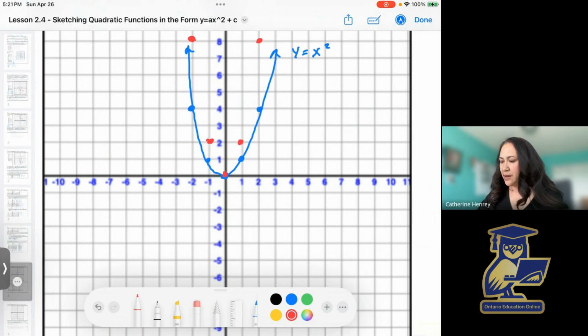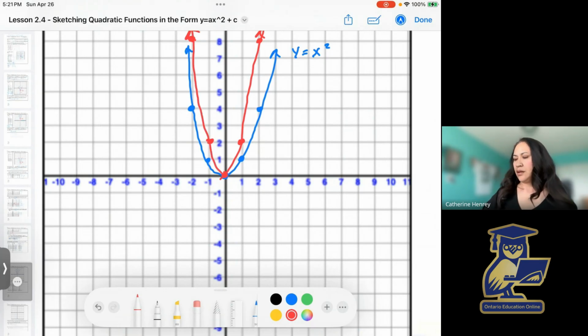So we multiplied by a factor of 2, which is greater than 1. That ends up with a vertical stretch. So we see that the parabola gets a little skinnier. So up here, this is y equals 2x².